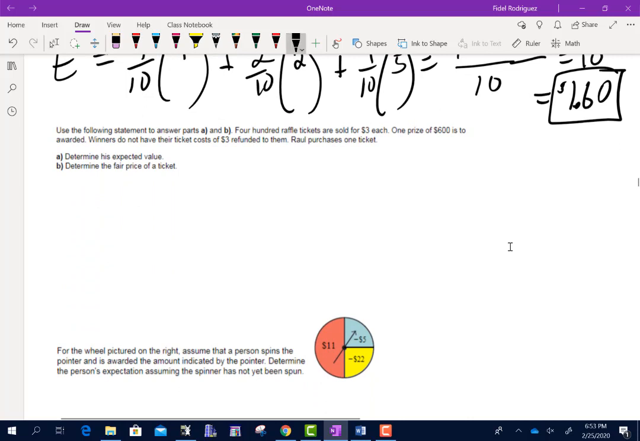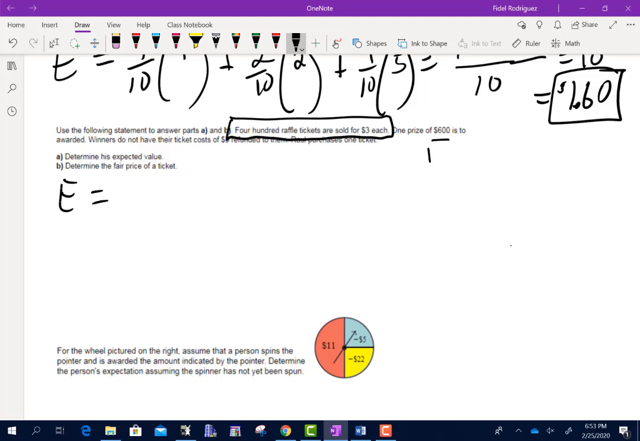Okay. All right. So the next problem here says, use the following statement to answer parts A and B. 400 raffle tickets are sold for $3 each. One prize of $600 is to be awarded. Winners do not have the cost of their tickets refunded. Raul purchases 1 ticket. Determine his expected value.